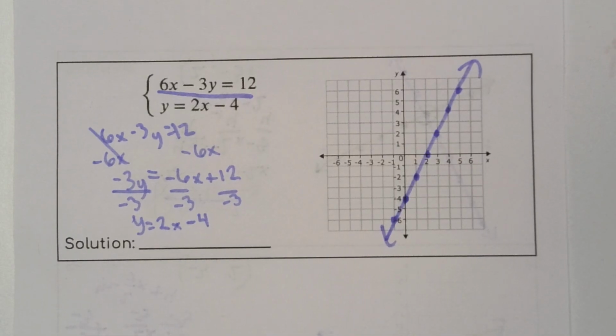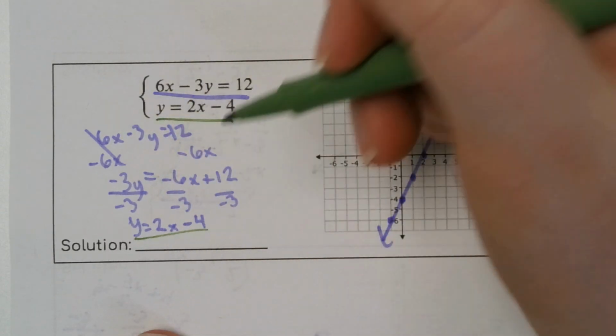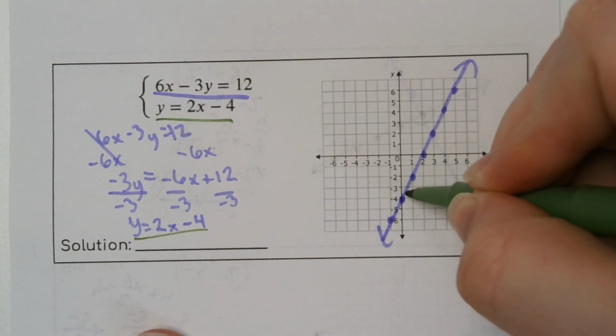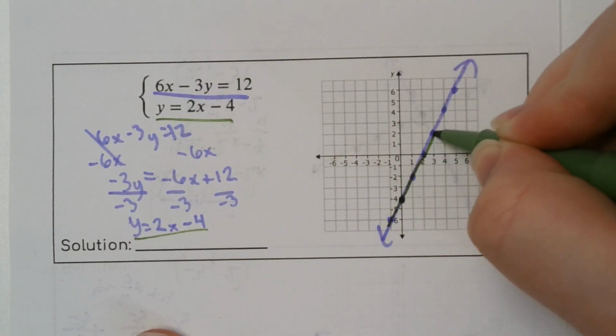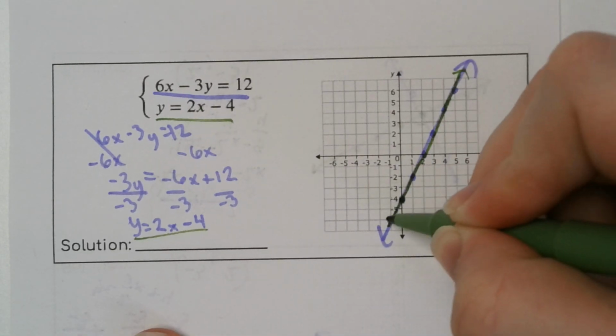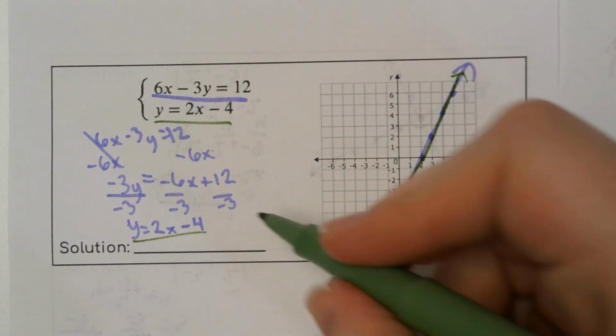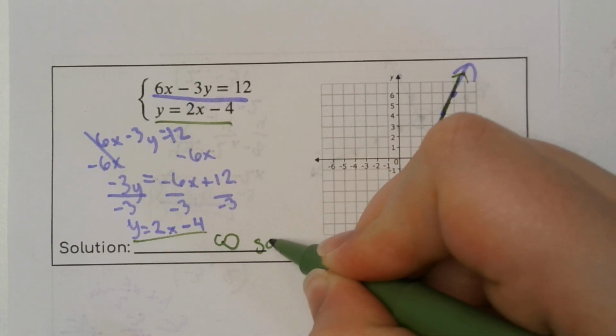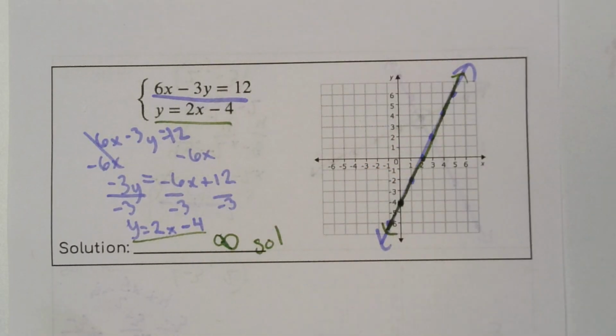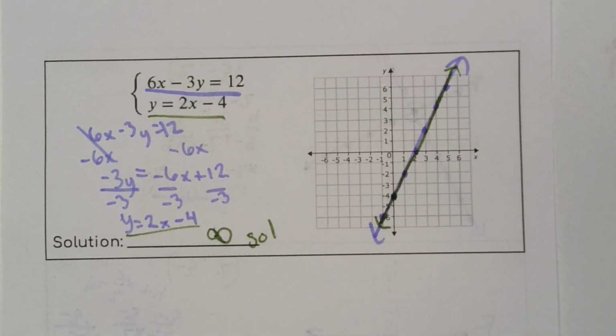Okay, what do you guys notice about this next equation? It's the same as y equals 2x minus 4. Okay, so it'd be literally right on top of it. Okay, which means how many solutions do we have? Infinite solutions. Perfect.